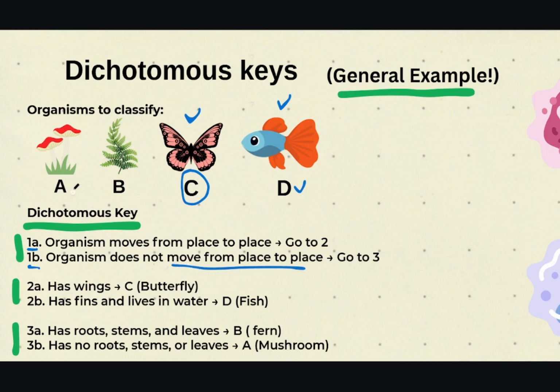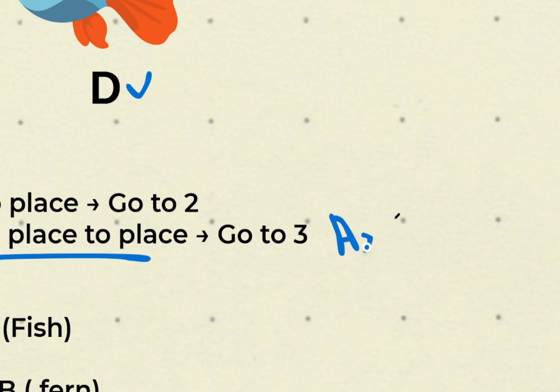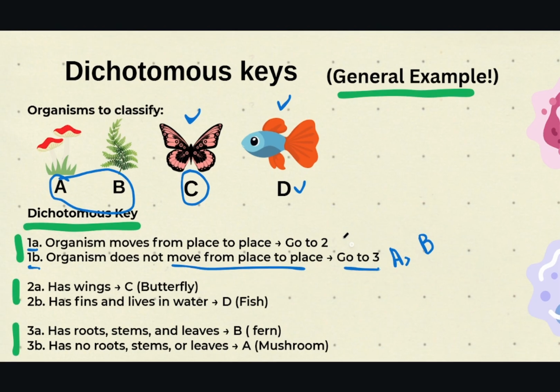All right, so that means that it can either be A or B, because these are two things that they cannot move from place to place. So now I'm left between A and B. Now it gives me the command to go to key number 3.